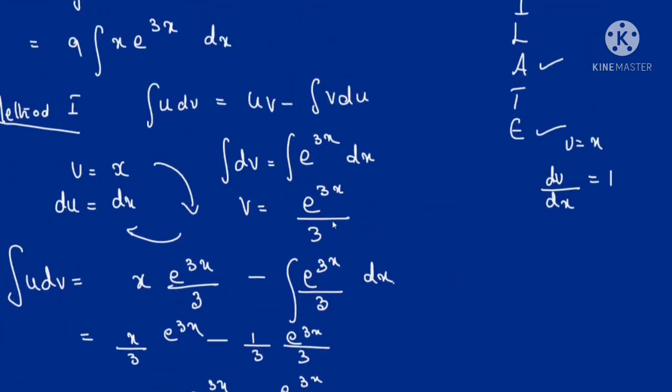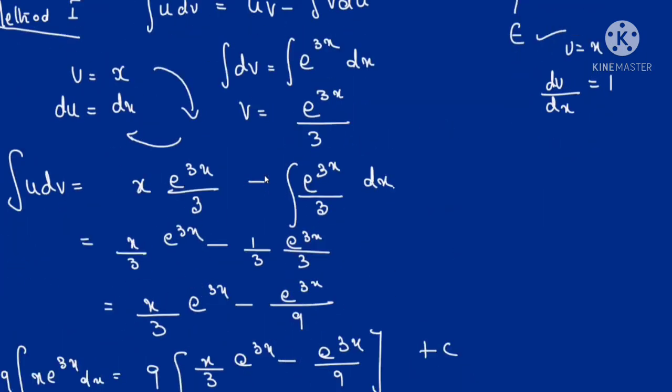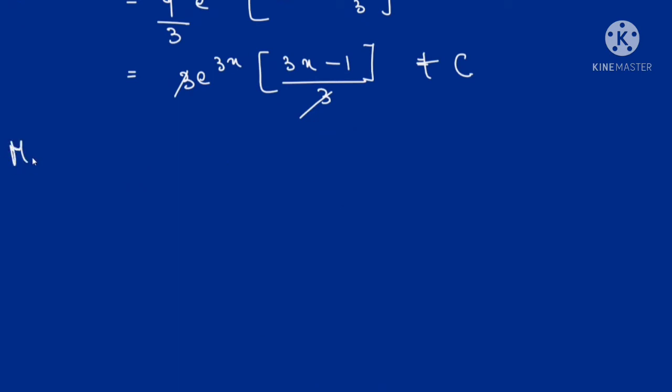So this is one method of doing it. Now what is the second method? Method 2, the same sum. I will teach you everything, so you can choose.